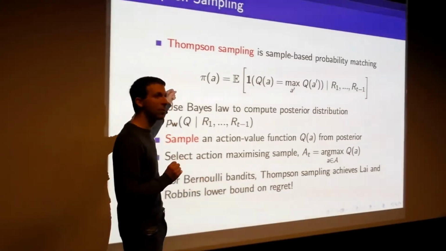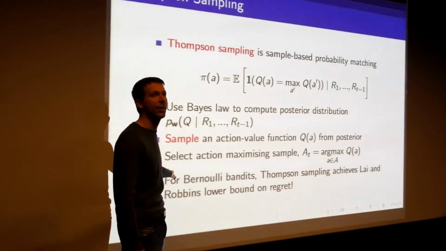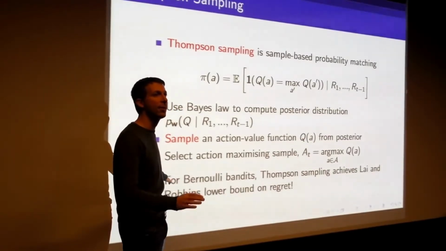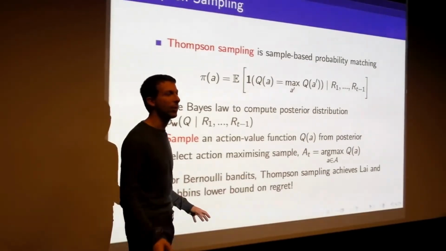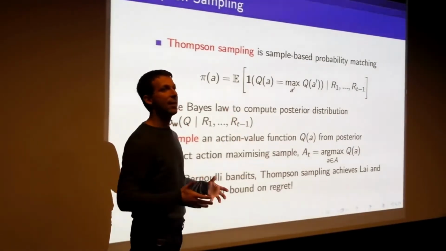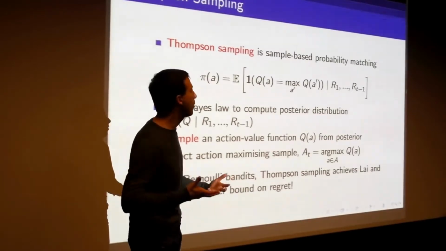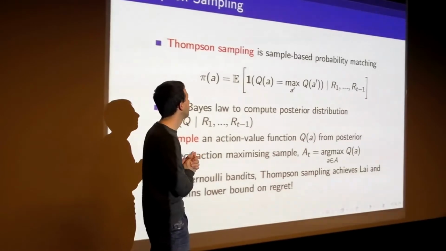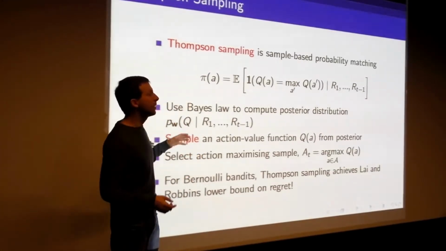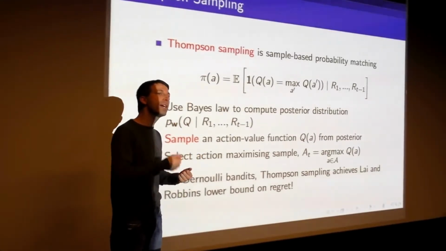So this is the first algorithm we've seen that actually achieves that lower bound for a particular class of algorithms, at least for Bernoulli bandits, which is a special case. So this idea works optimally well in terms of the total expected regret which you incur. The idea is just to do probability matching in a sample-based way.